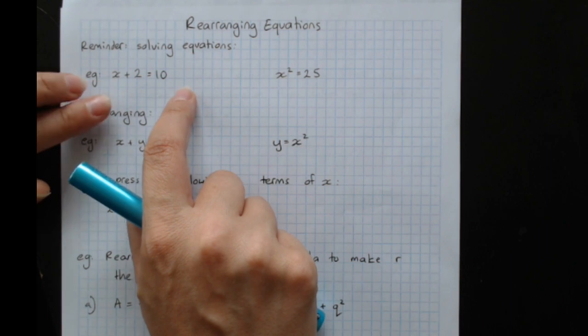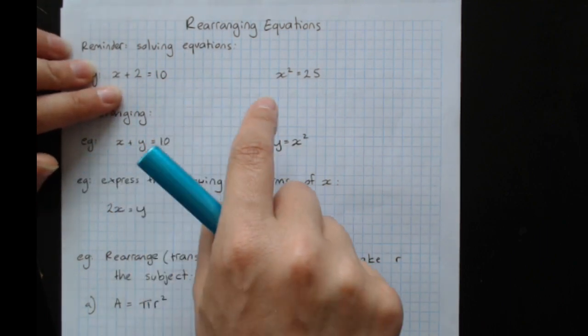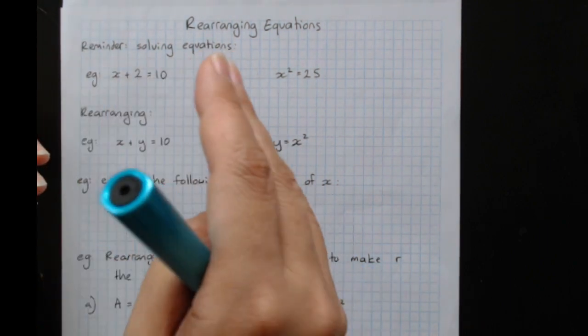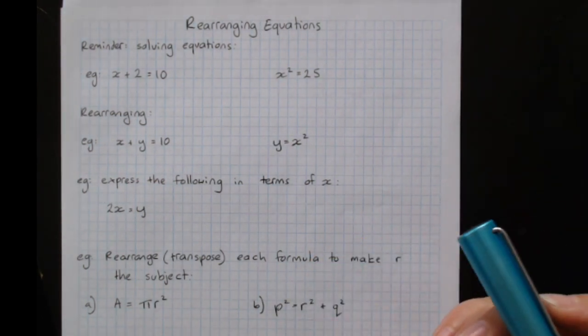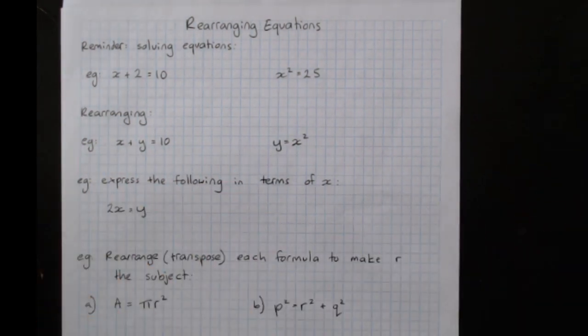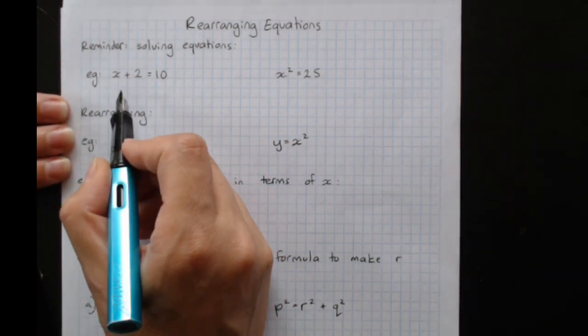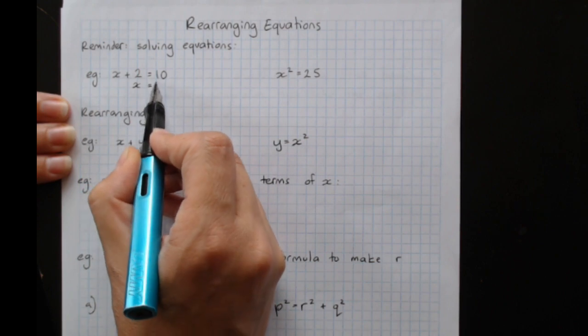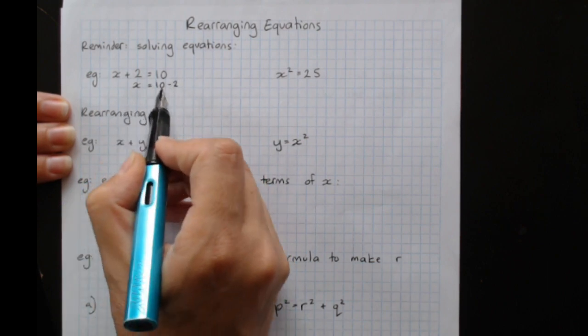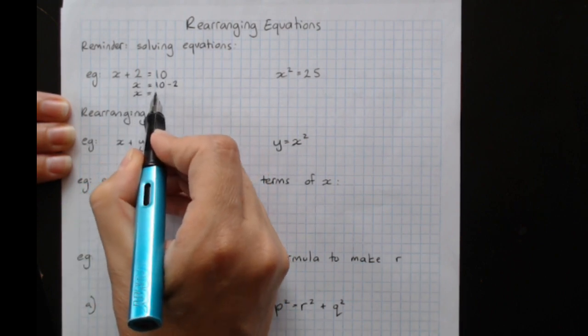Now this is called making x the subject. When I've got something that says x equals, and then numbers or letters, whatever it is, x is the subject of that equation. So I'm going to subtract 2 from both sides. That cancels out the plus 2, leaving me with x here. 10 minus 2 on this side, and of course that's 8.